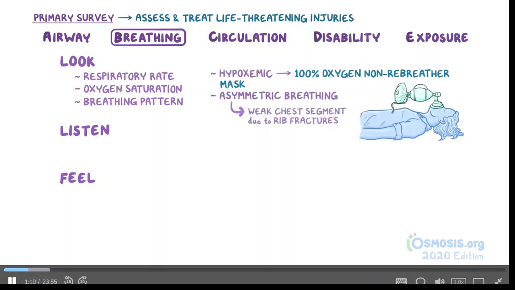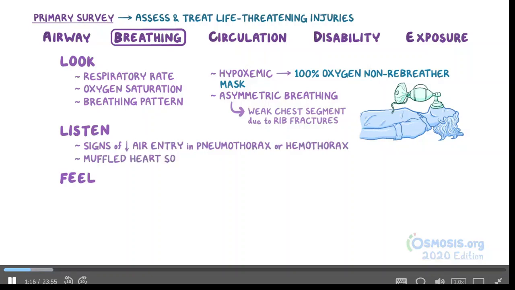Next, listen for breath sounds for signs like decreased air entry in tension pneumothorax or hemothorax, or muffled heart sounds in cardiac tamponade. After that, feel for tenderness along the chest wall, which can occur with rib fractures.